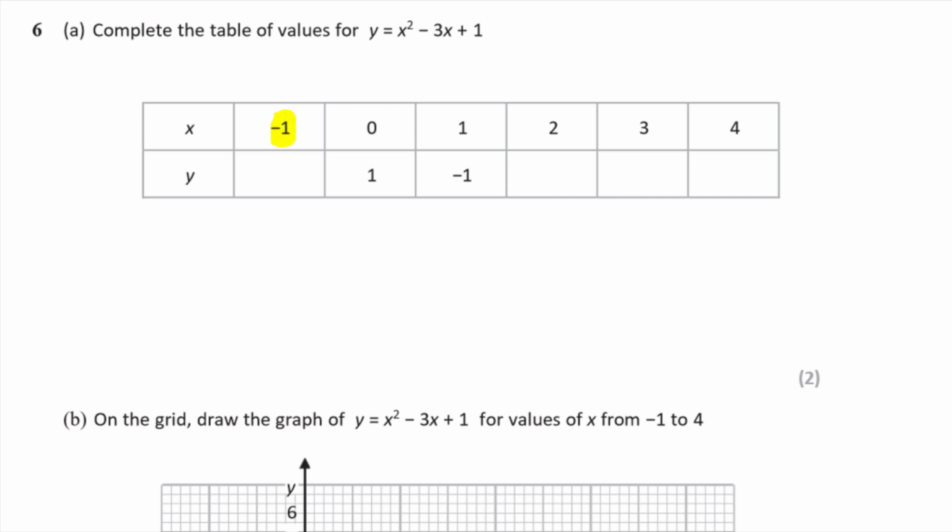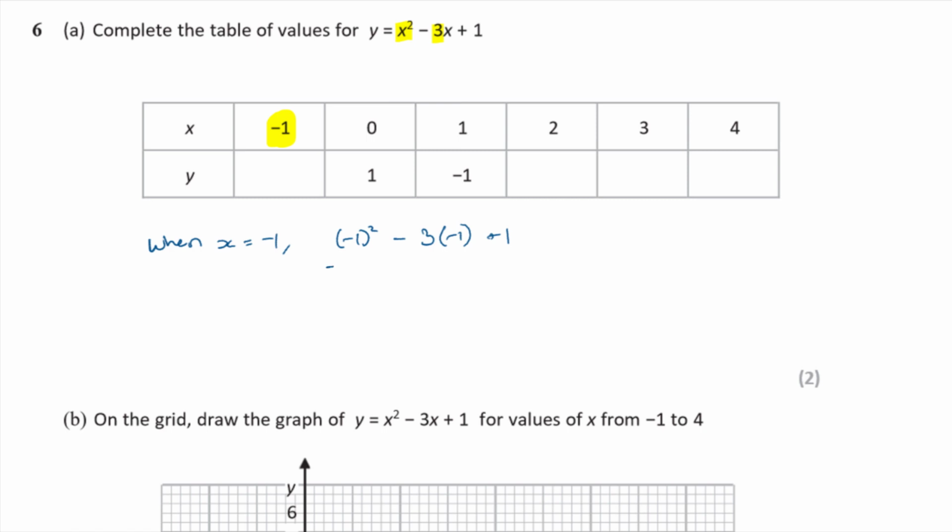So let's have a look at x equals minus 1 to start with. So when x equals minus 1, then x squared is going to be minus 1 squared minus 3 lots of minus 1 plus 1. All I'm doing is I'm taking minus 1 and I'm writing it there and there, aren't I? Okay, so I get minus 1 squared minus 3 lots of minus 1 plus 1. And I'm going to work out what that is.